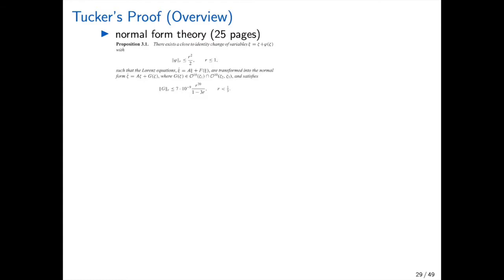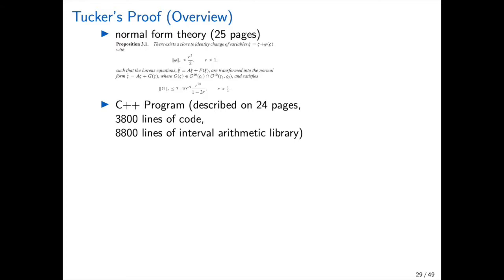So for a complete overview of Tucker's proof, that was his PhD thesis, essentially, and 25 pages of it was about coming up with this explicit formula and bounds around the origin, and these bounds you put into a computer program at the end.